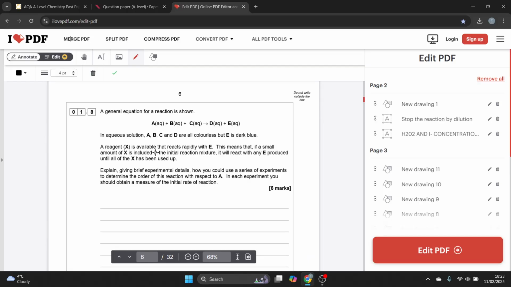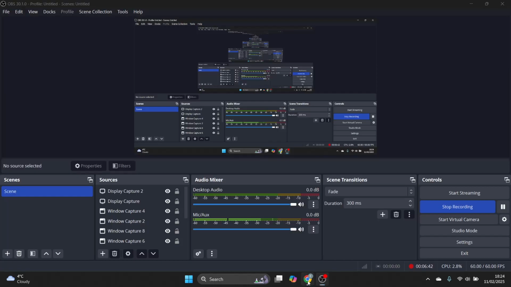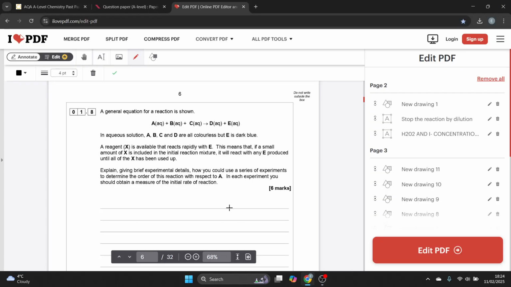A general reaction equation is shown. In aqueous solution A, B, C and D are all colorless but E is dark blue. A reagent X is available that reacts rapidly with E. This means that if a small amount of X is included in the initial reaction mixture, it will react with any E produced until all of the X has been used up. Explain, giving brief experimental details, how you could use a series of experiments to determine the order of reaction with respect to A.